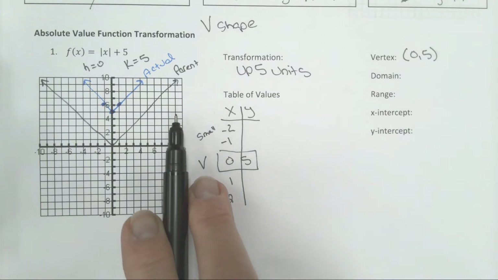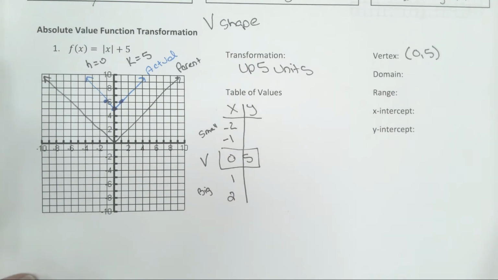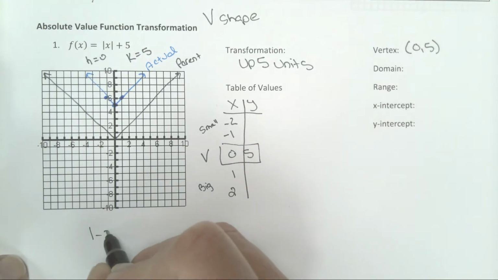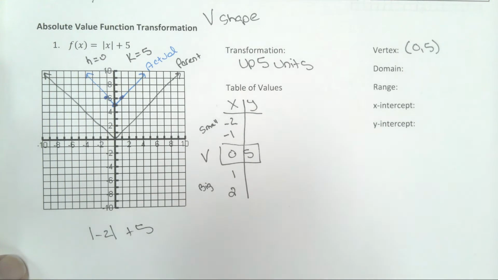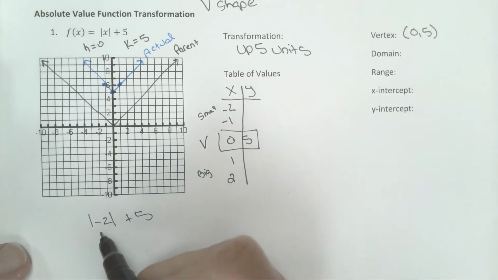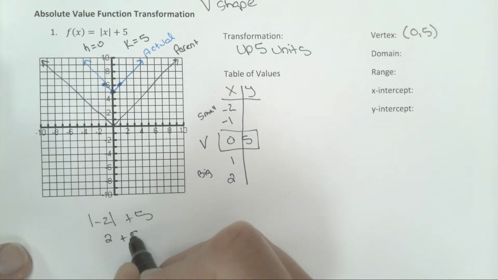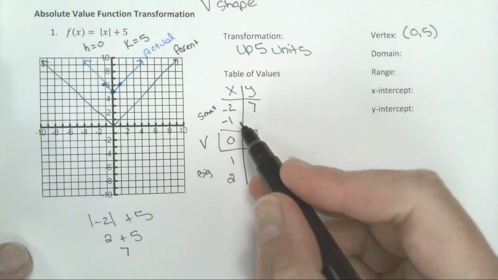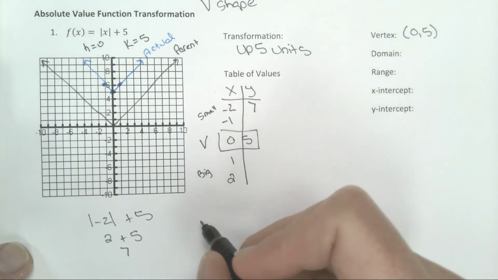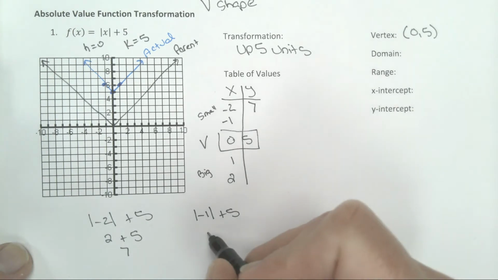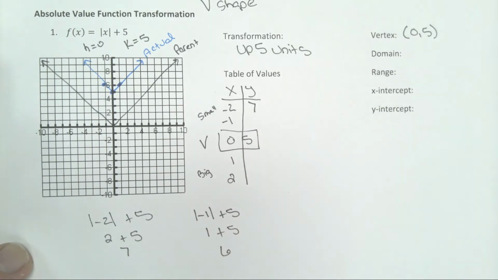All right, so let's plug them in and verify that I get these blue points. So if x is negative 2, I have the absolute value of negative 2 plus 5. The absolute value of negative 2 is 2, and 2 plus 5 equals 7. So my y value is 7. I'm going to plug negative 1 in for x. So the absolute value of negative 1 plus 5. The absolute value of negative 1 is 1. 1 and 5 is 6.